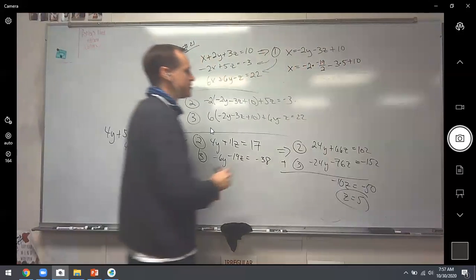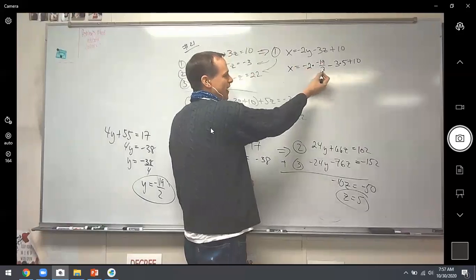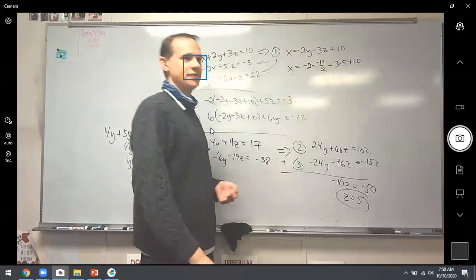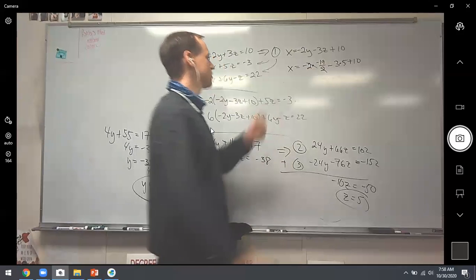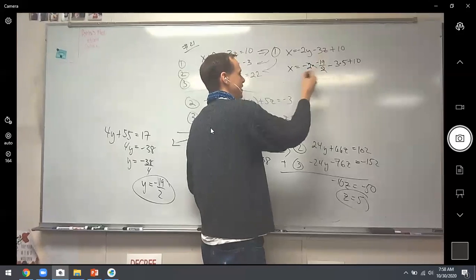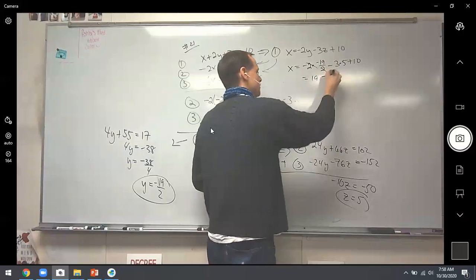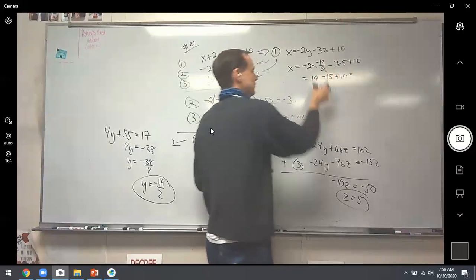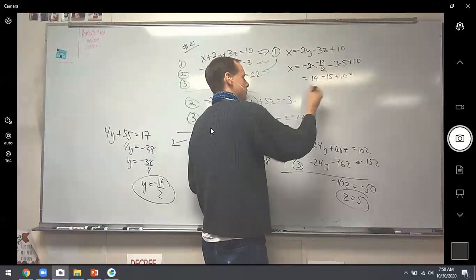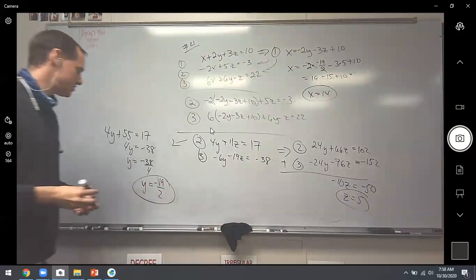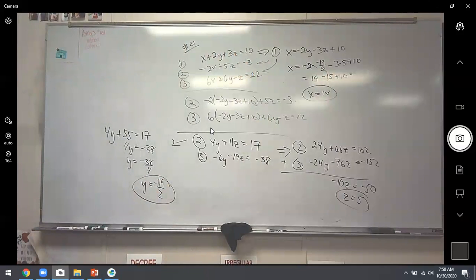And, oh, look at this. You have a 2 and a divided by 2. What do those do? They just cancel out. So your final answer is going to be 19, right? Minus 15 plus 10. That's 14. So x must be 14. So I'm getting 14, negative 19 halves, and 5.